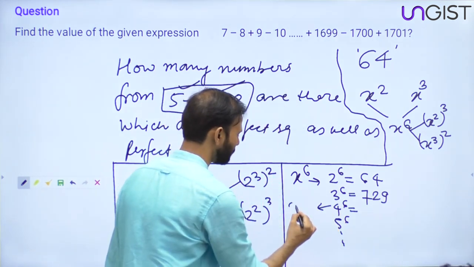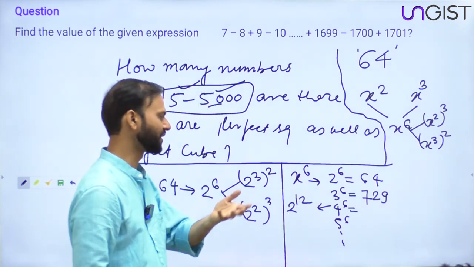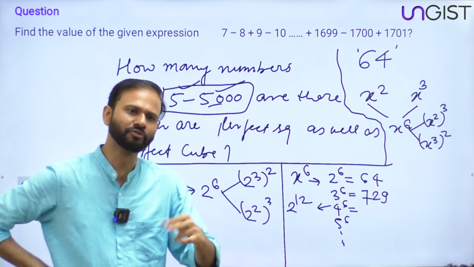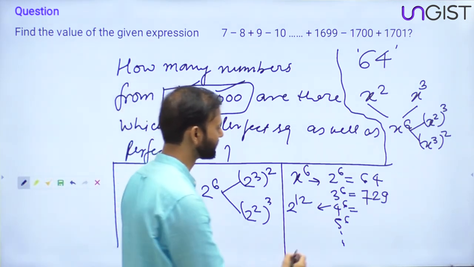Now, 4 to the power 6 is equal to 2 raised to the power 12. Most of you are engineers, so 2 raised to the power 10 is what? 1024. 1024 into 4 is 4096.